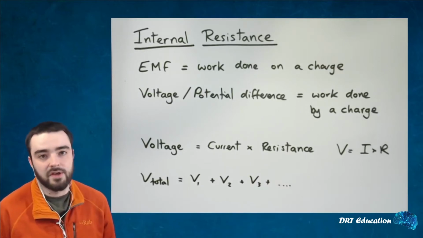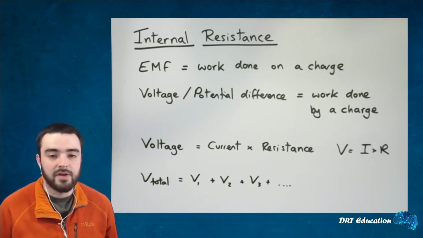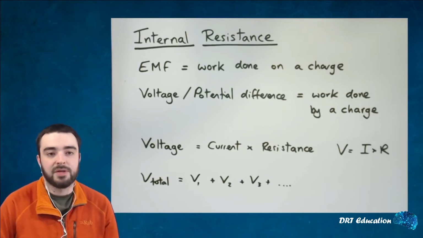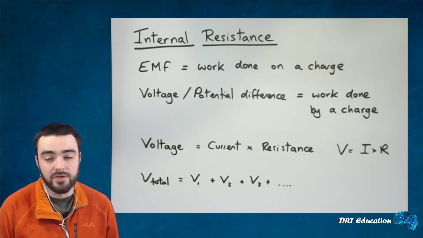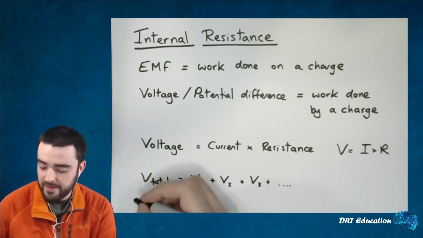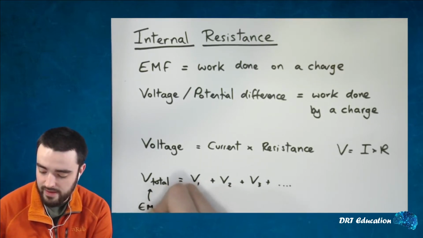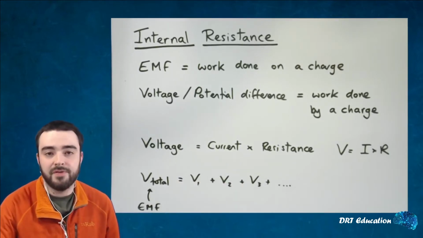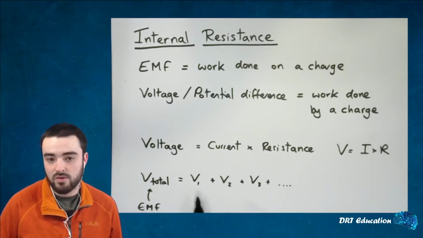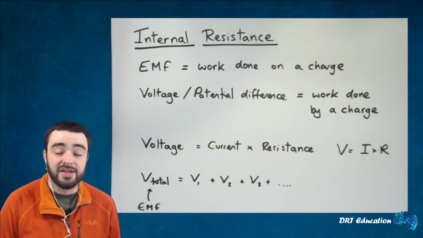for a series circuit. Okay, so if there is a total amount of energy that is being provided to the circuit, that'll be split up across the different components. So we could say V total, or the EMF, so the work done on the charges, so the energy transferred to the charges, is going to be equal to the energy transferred to each of the components.